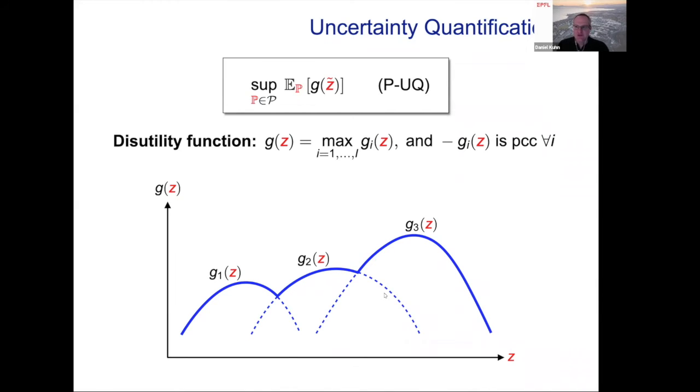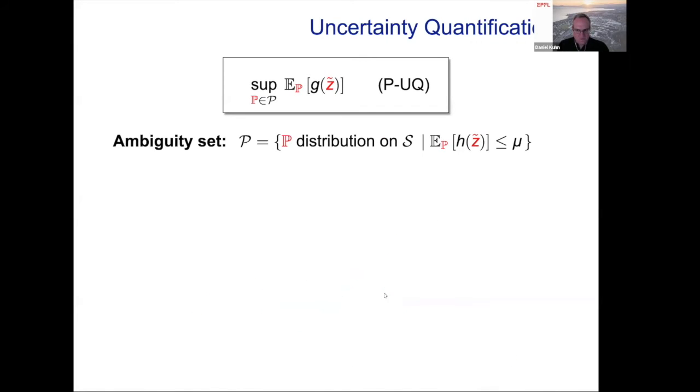In the remainder, I would also like to assume that the disutility function G can be expressed as the pointwise maximum of several concave component functions Gi. So precisely, we will assume from now on that all negative component functions are PCC. The class of disutility functions that can be expressed in this way is actually extremely rich. So the ambiguity set script P characterizes the evil adversary's feasible set, and we will assume that it contains all probability distributions P that live on a given support set script S and that satisfy certain moment inequalities.